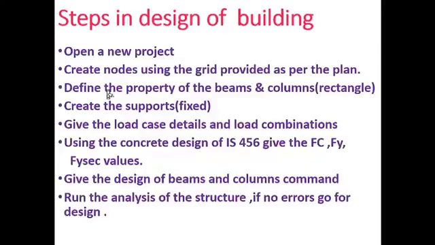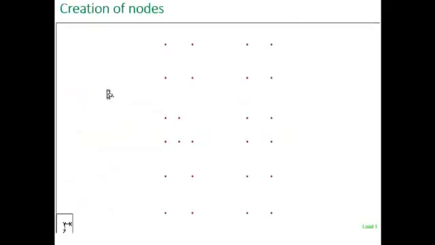Steps in the design of a building. Initially, open a new project, create nodes using the grid provided as per the plan, define the properties of beams and columns, create the supports, give the load case details and load combinations, using concrete design of IS 456, give the FC, FY and FY secondary values, give the design of beams and columns command, and run the analysis for the structure. If there are no errors, go for the design.